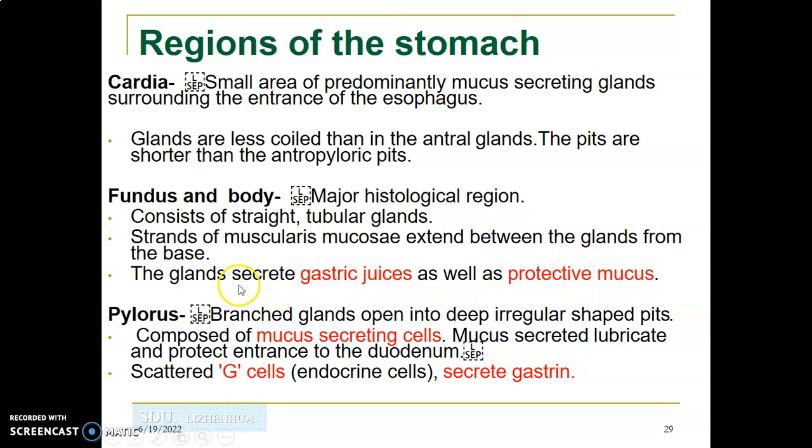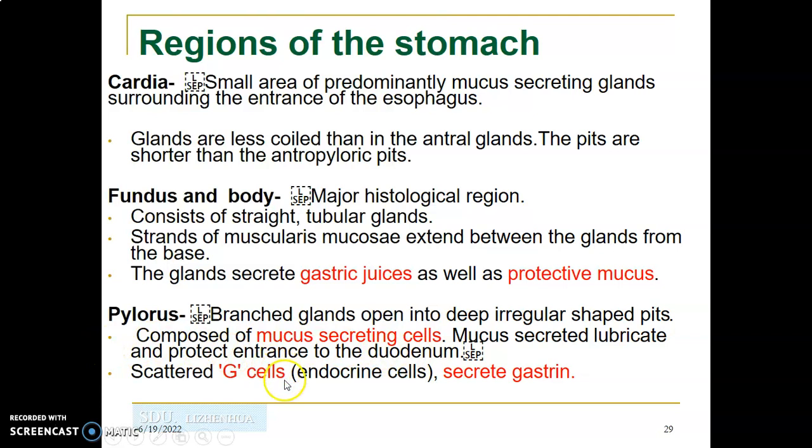Then the final portion of the stomach is the pylorus. The pylorus contains glands, but the glands are branched. Remember, in the fundus and body, the glands are straight and tubular. When we get to the pylorus, they are now branched and open into deep irregular pits. This pylorus also has mucus secreting cells, and remember, you need mucus to lubricate and also to protect the entrance of the duodenum from the acidic contents of the stomach.